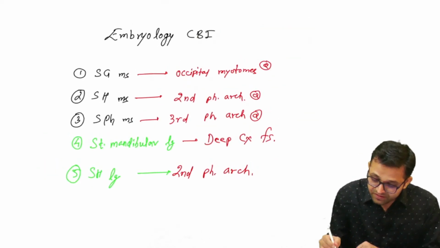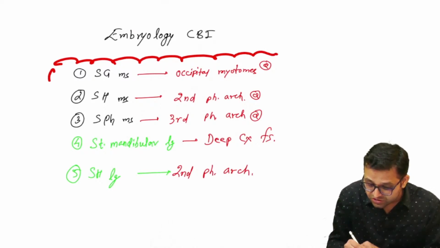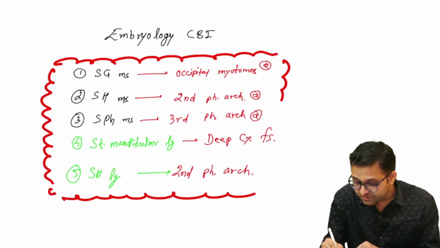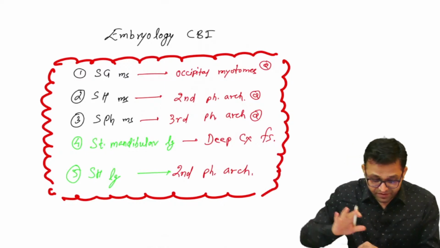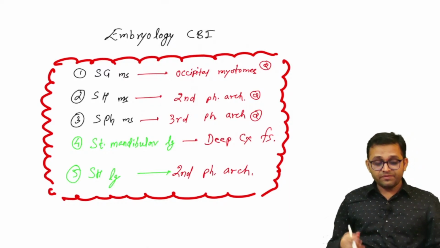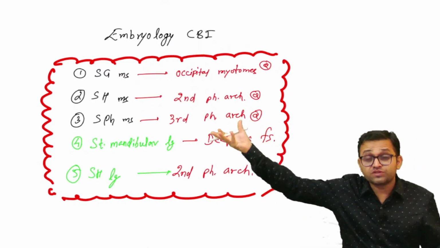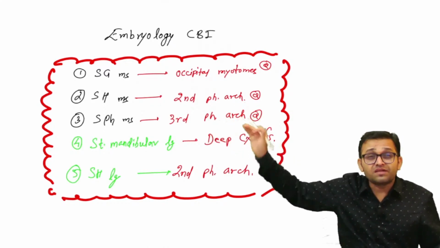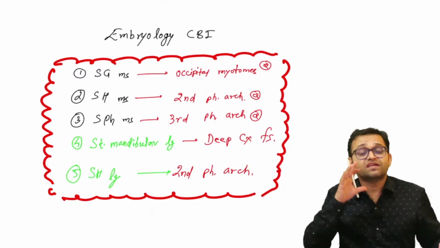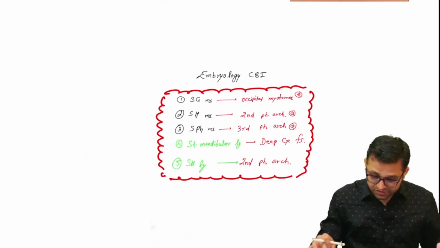So you can say that, sir, these different structures have the same attachment, but they are derived from different components. Getting the point? Okay. So these are the important things. Yes, the styloid process is common, but each muscle and ligament comes from different pharyngeal arches of the body. Okay. So now we are going to talk about Eagle's syndrome.